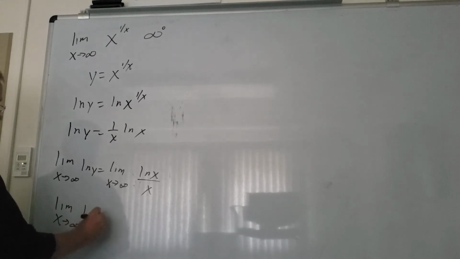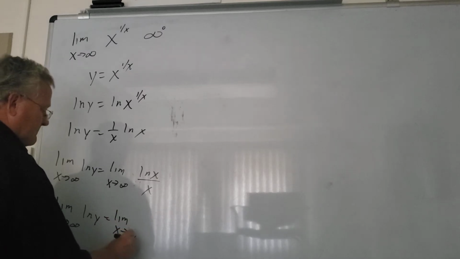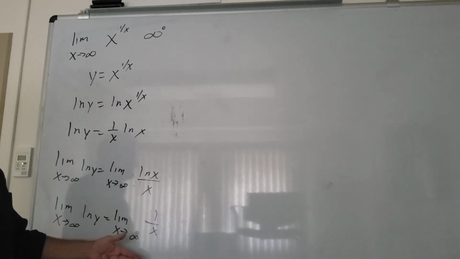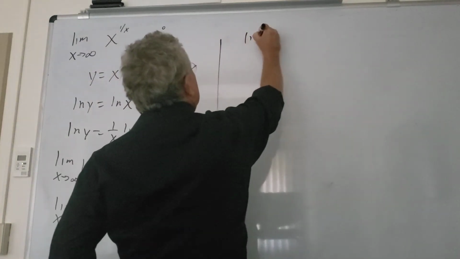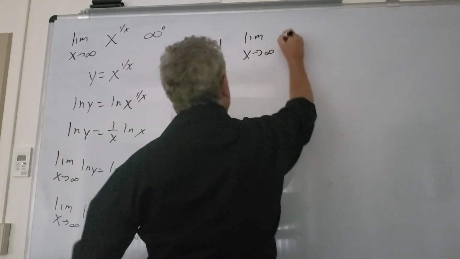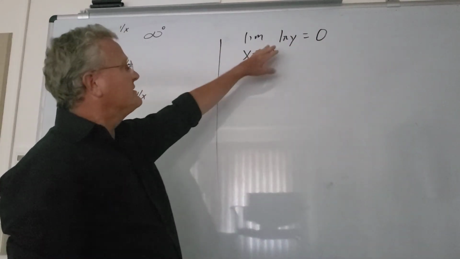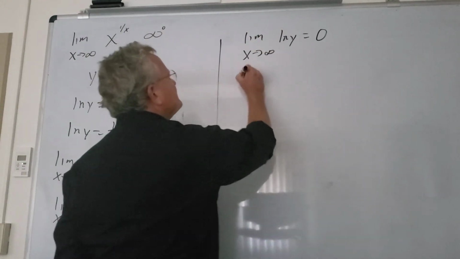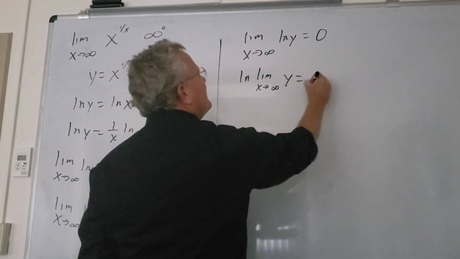the right-hand side. And when we do that, well, the derivative of the natural log of x is 1 over x. And the derivative of x is 1, but 1 over x over 1 is just 1 over x. Now when x goes to infinity, 1 over infinity is 0. So we get the limit as x goes to infinity of the natural log of y equals 0. Now here, just remember, technically, we should rewrite this as the natural log of the limit as x goes to infinity of y.